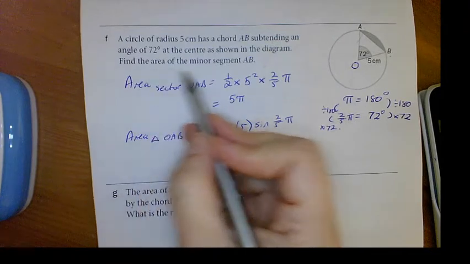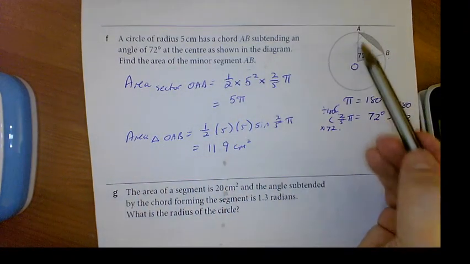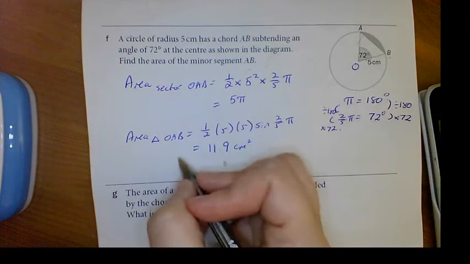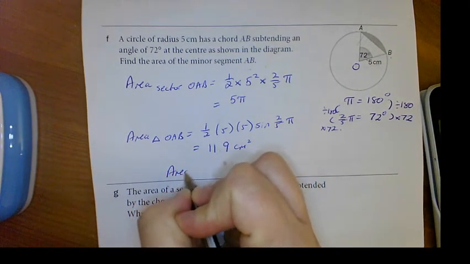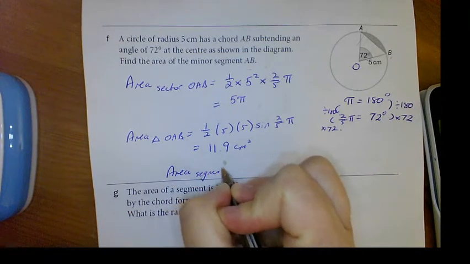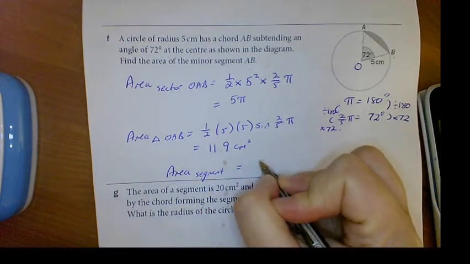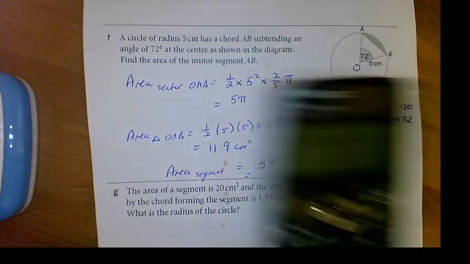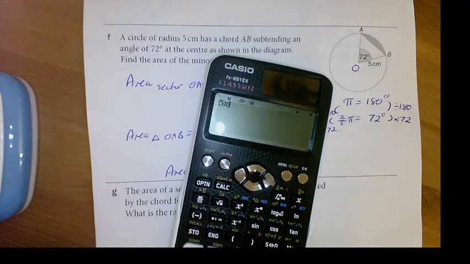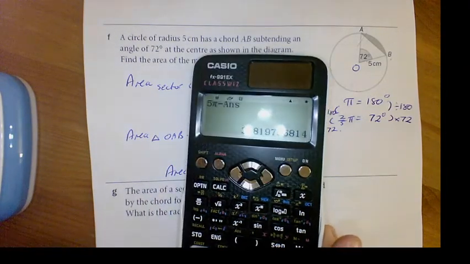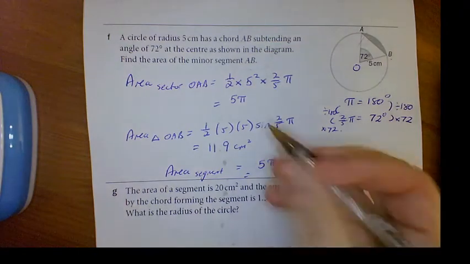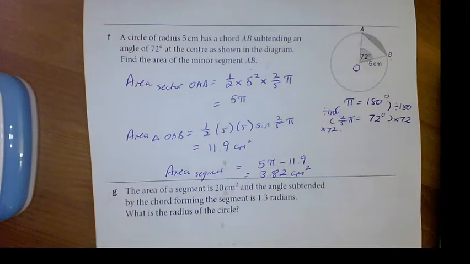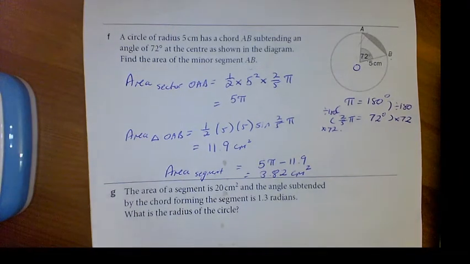So what is the area of the minor segment? Well, it'd be the area of the whole sector minus the triangle. So the area of the segment is equal to 5 pi minus the answer I've just got. Remember to use the answer button on your calculator. So 5 pi minus my answer gives me 3.82 centimeters squared. Bit of a tricky one, that one.